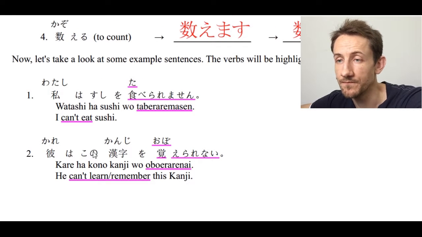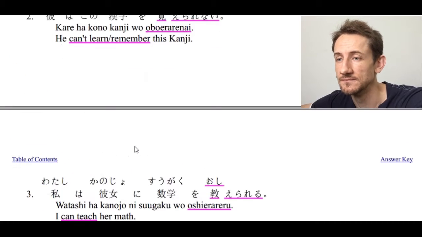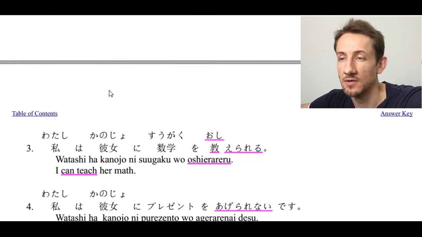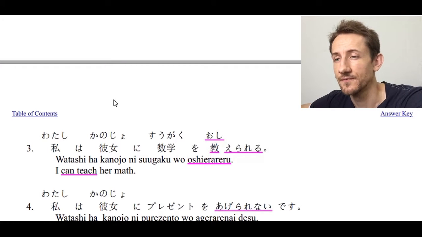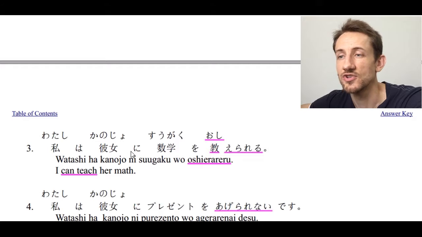Just like in number 2, kare wa kono kanji o oboerarenai. He can't remember, he can't learn this kanji. Oboerarenai. Can't remember, can't learn. Number 3, watashi wa kanojo ni sugaku wo oshierareru. I can teach her math.